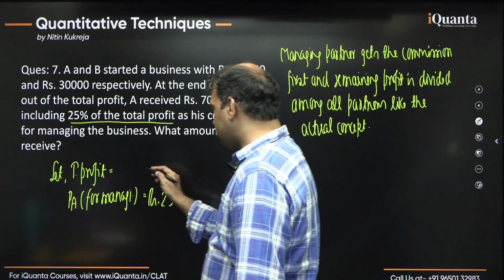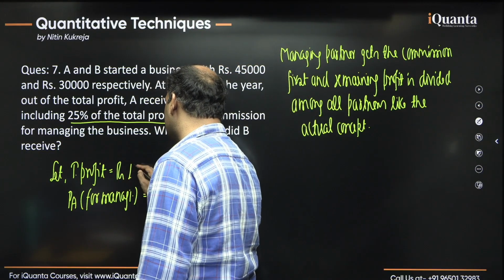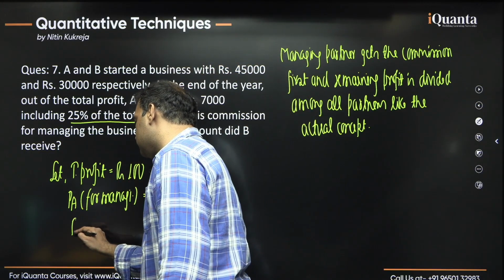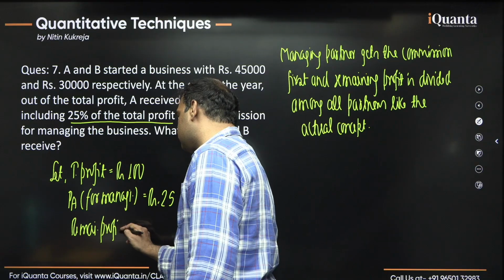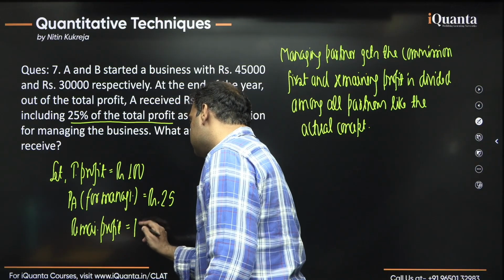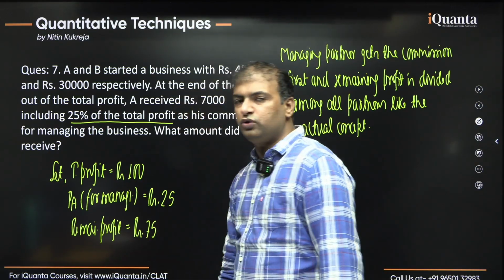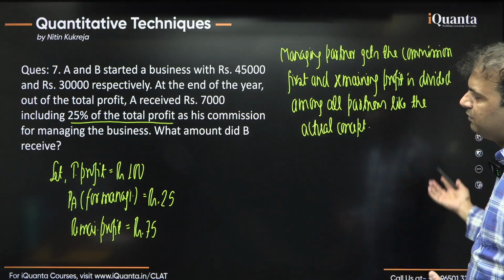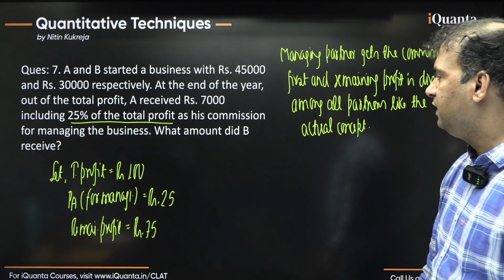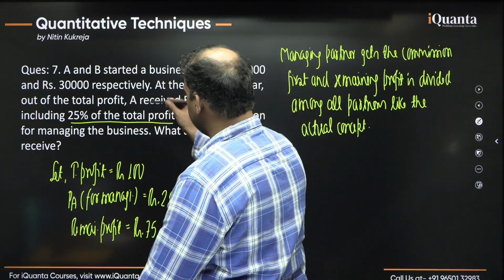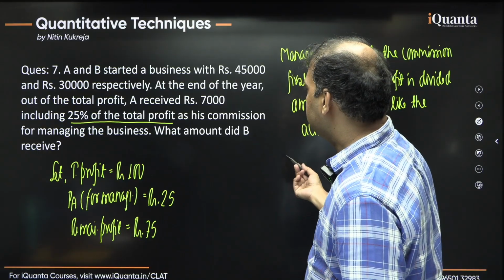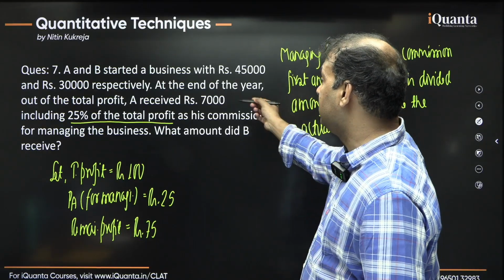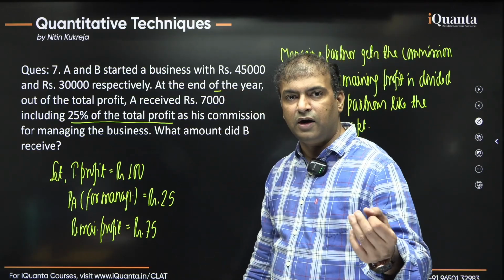Now, what is the remaining profit? The remaining profit we know is 100 minus 25, which should be obviously 75. Very obvious, right, guys? Now that remaining profit will be distributed among both A and B in a similar way as you have done so far. Look at the question: initially they were saying that A and B have invested the money, and they say A received this. By the end of the year, we have to find the amount which B receives.